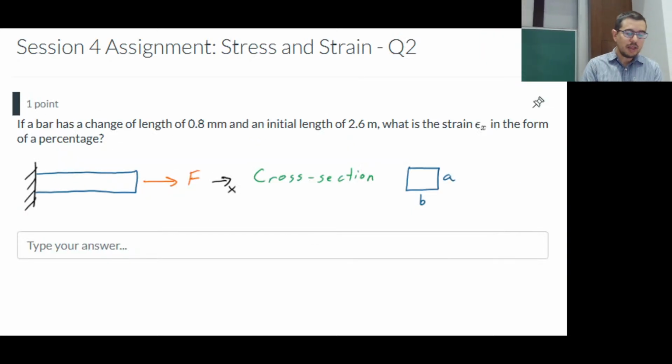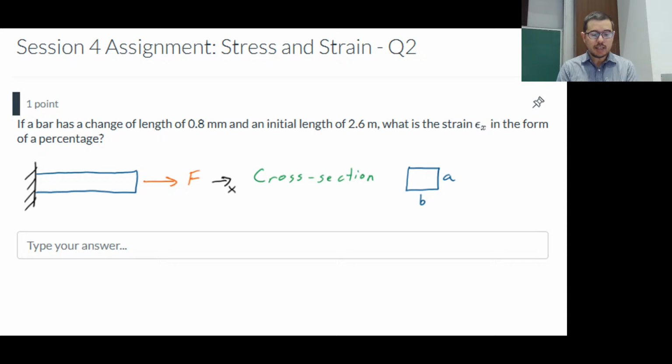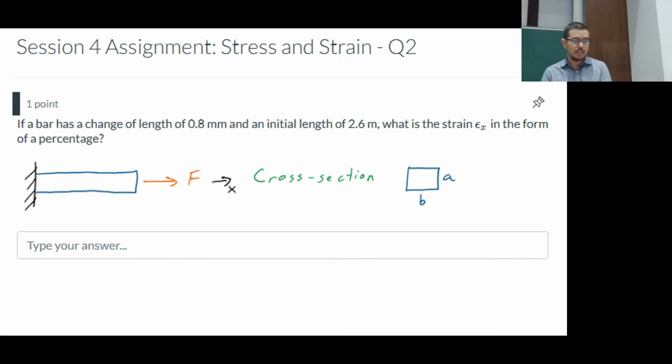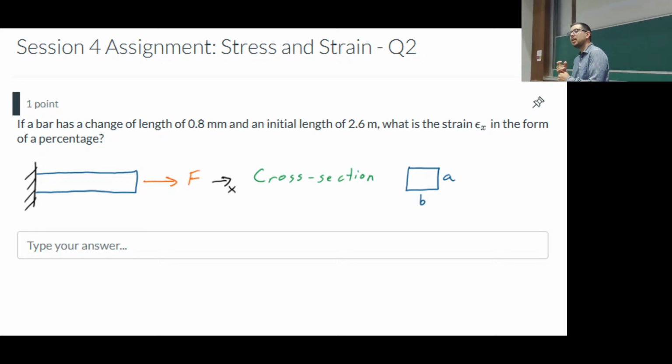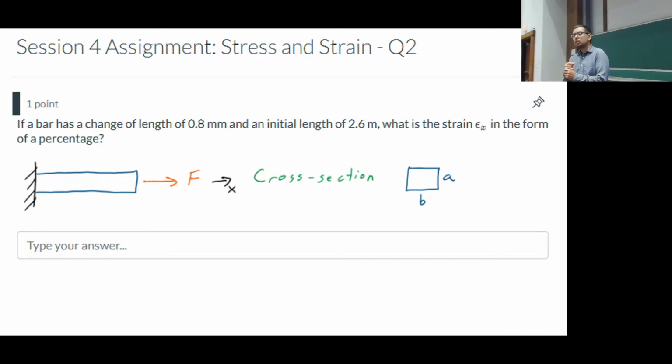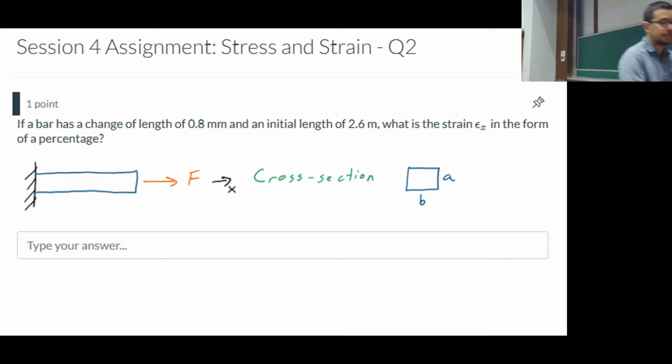Once again, we have an opportunity on the homework to calculate the strain. One of the key terms is change of length. If they say this is the initial length and this is the final length, then I need to know the difference, and that's what I'm going to divide by the initial length to calculate what the strain is.